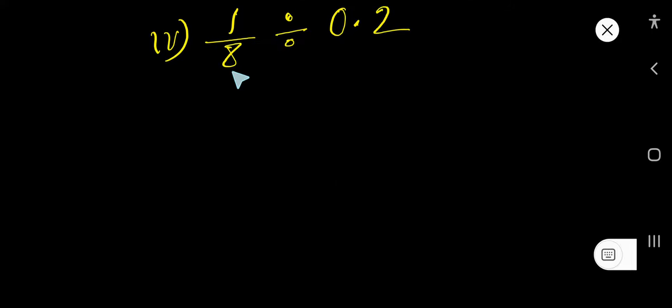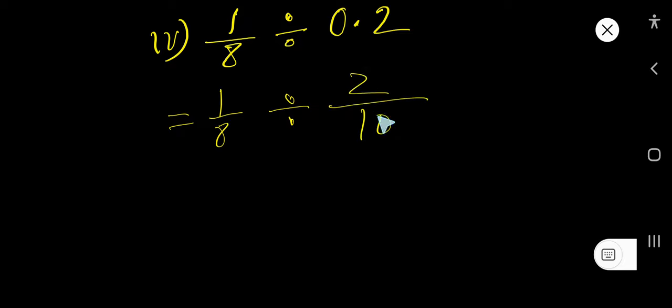Okay, let us take the fourth example, how to divide 1 over 8 by 0.2. So write the fraction, then the division sign, then change this decimal number to a fraction. First remove the decimal, then write the number. Then for every digit after the decimal, you need to consider 10. Now keep, change and flip.